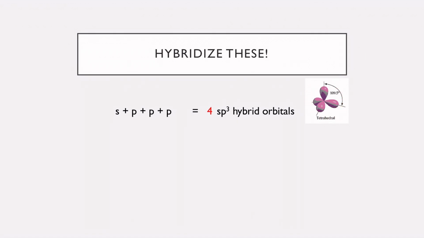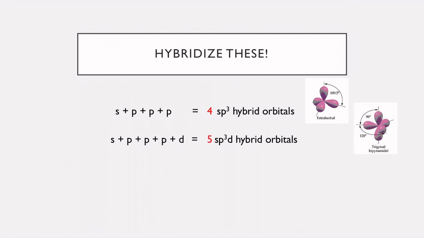Next, if you have 1 s orbital and 3 p orbitals and 1 d orbital, you will get back sp3d hybrid orbitals. How many? 5. In what shape? Trigonal bipyramidal.